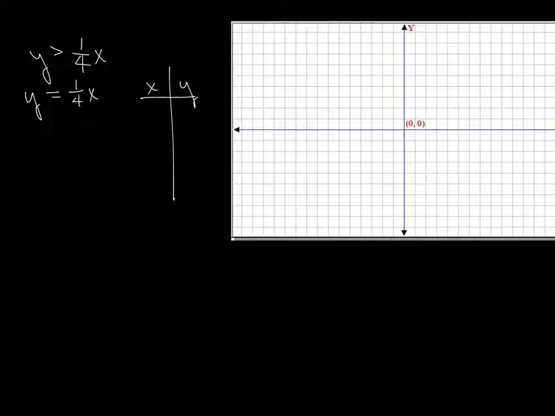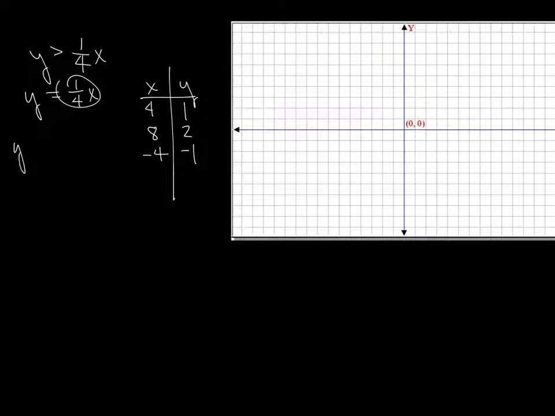And we can put a 4 in for x. 4 times 1/4 is 1. We can put an 8 in here for x. 8 times 1/4 is 2. We could put a negative 4 in for x, and we get a negative 1. Okay, so I can do it that way.